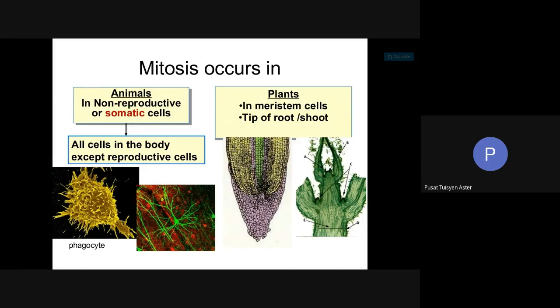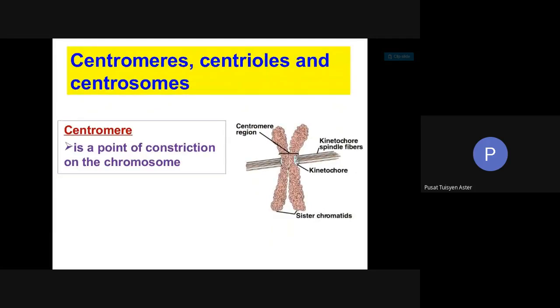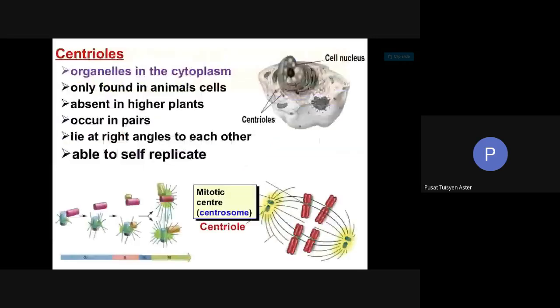See, this is mitosis. Now, let's look at it in detail. Centromeres, centrioles, centrosomes. Okay, centromere is a point of constriction on the chromosome. It's like the tengah-tengah punya point, right? So we have kinetochore, spindle fiber. It's quite high level. Okay, what you need to know is we call it kinetic fibers, or just call it spindle fibers lah, right? So we have sister chromatids and the centromere region. Ni kena pandai lukis. You need to identify first, later you'll understand the function and how it is working.